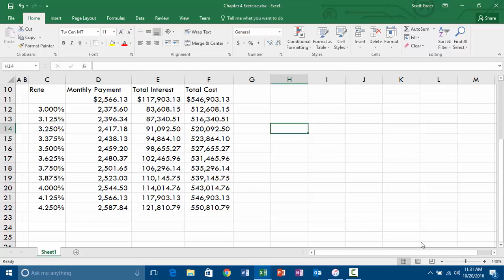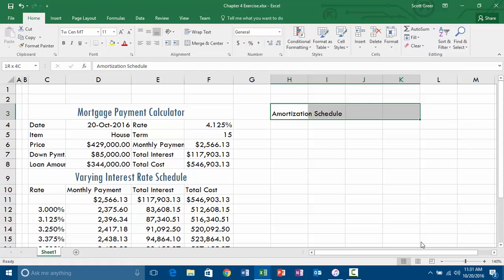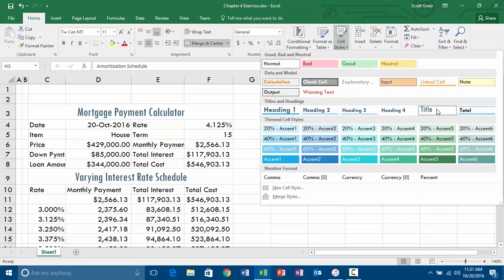So we're going to go ahead and come up to the top here. We're going to skip one column. We're going to start in H and type in Amortization Schedule. I'm going to highlight over to L. We're going to do our merge and center trick. We're going to do our cell style to Title.